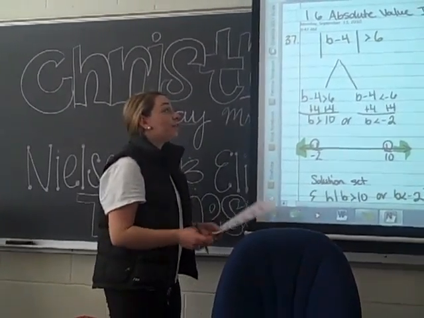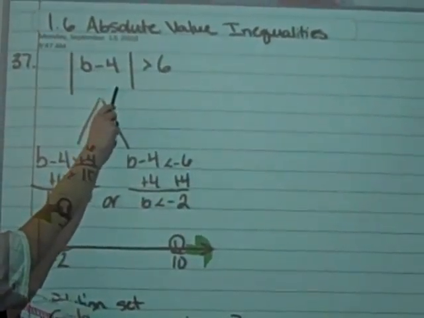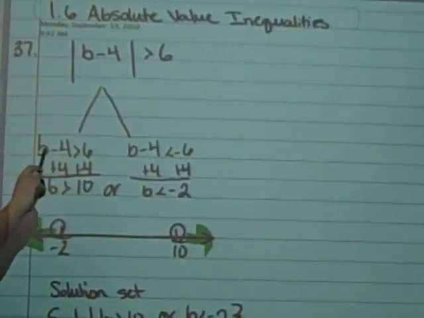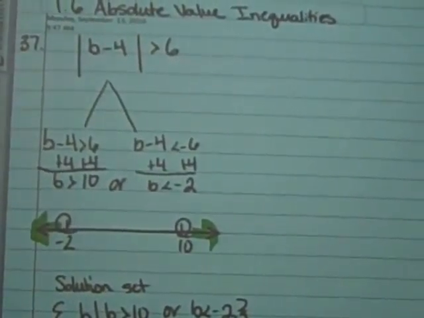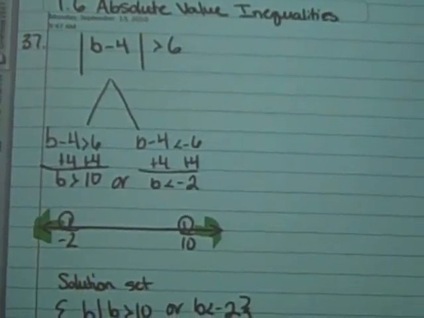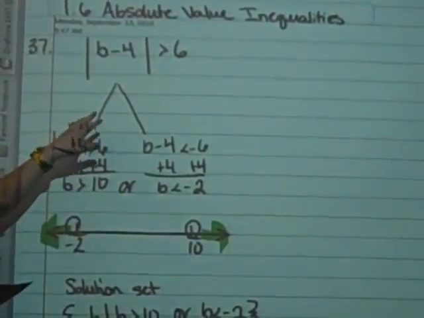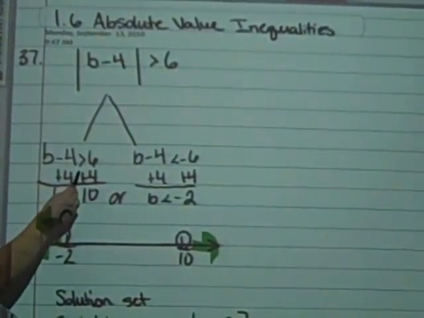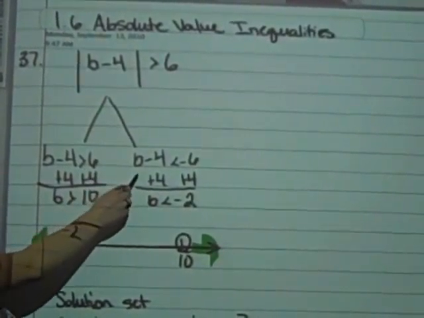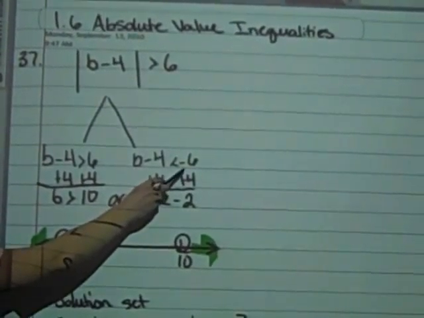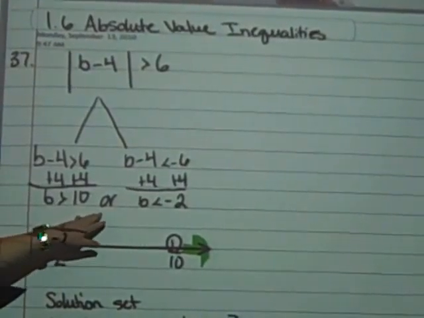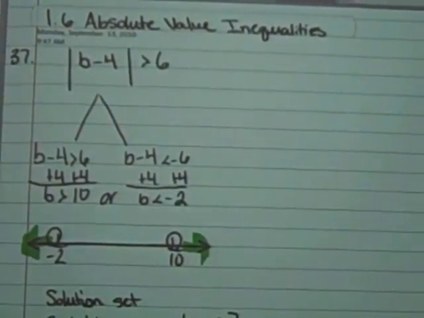The first one, 37, we're going to do |b - 4| > 6. An absolute value inequality can be solved by rewriting it as a compound inequality. So we're going to break this down and get b - 4 is greater than 6, or b - 4 is less than -6. We use the word or because we have a greater than symbol.